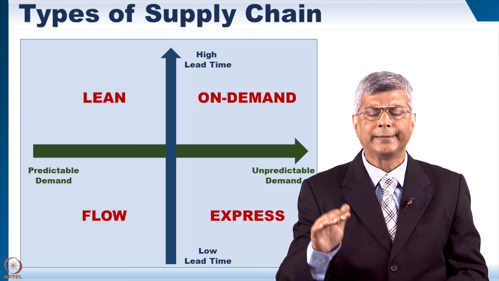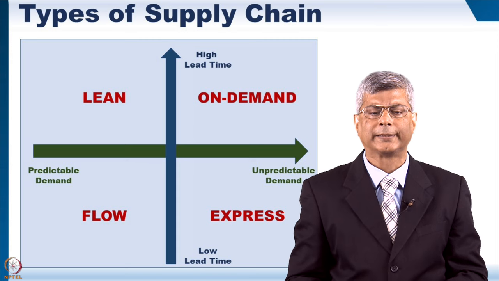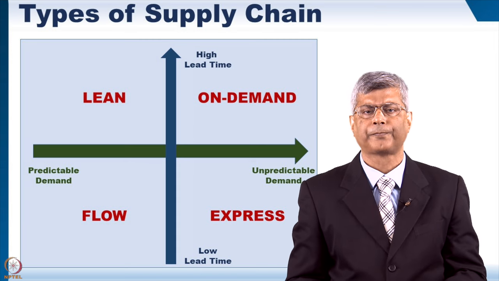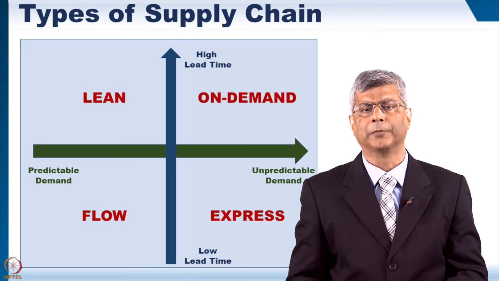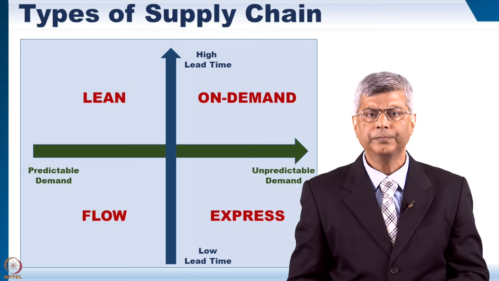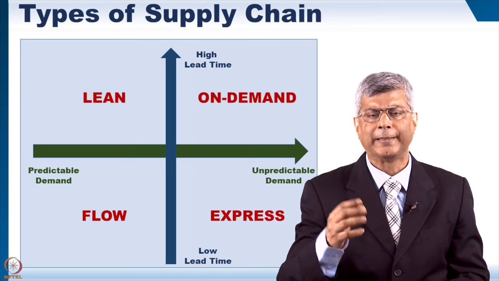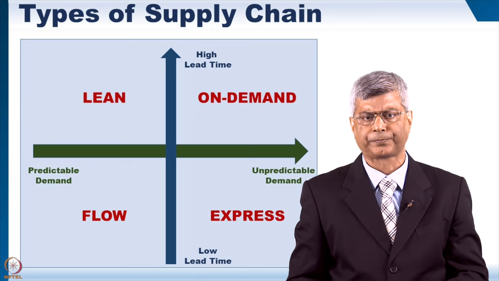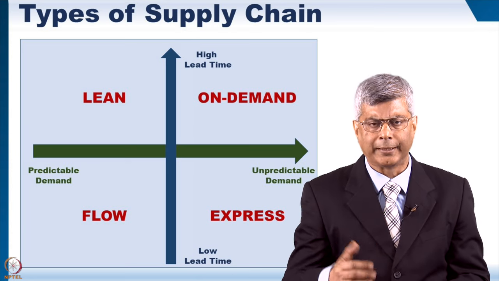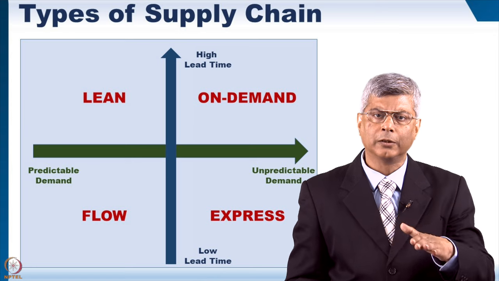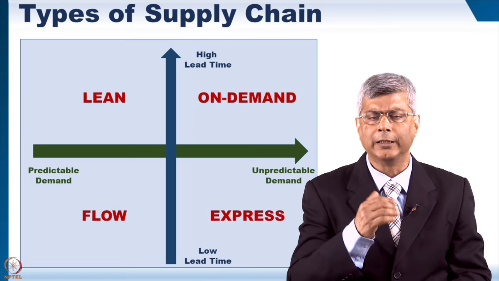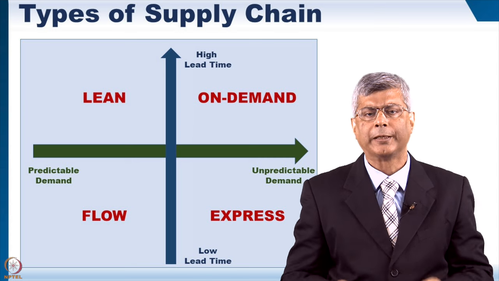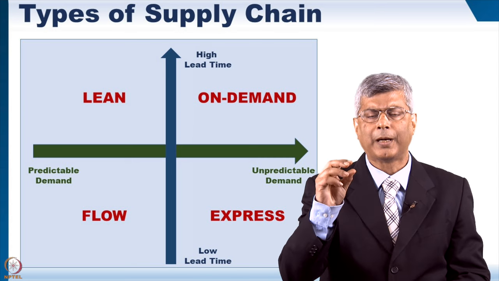The most challenging is actually the right lower side, where the lead time is very low. You want it immediately, and the demand is unpredictable. For example, we've got a very expensive car or a plane, an Airbus 380. It has gone from Singapore to, let's say, Sydney. And the plane has broken down. There's one part which is missing.